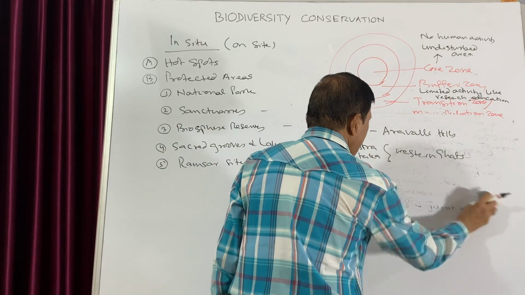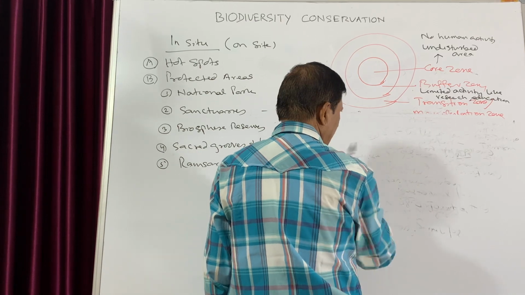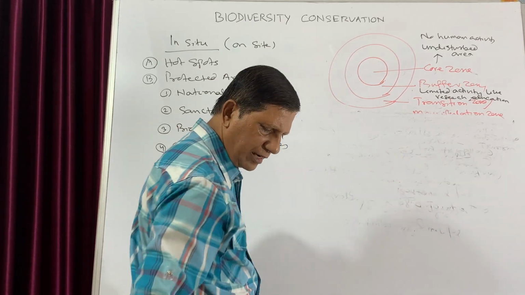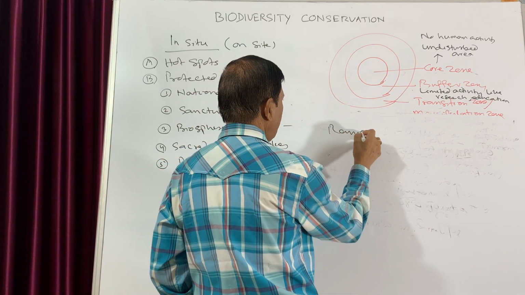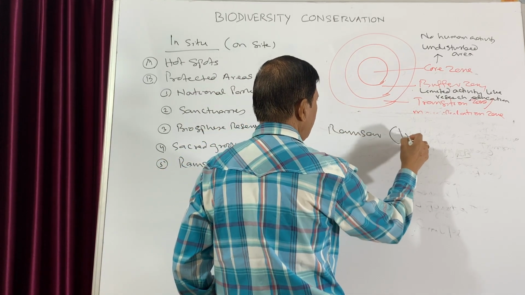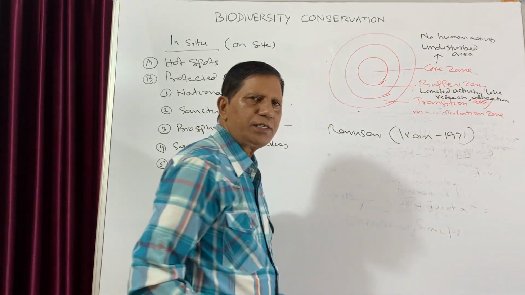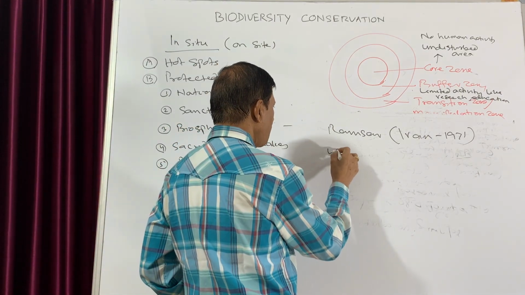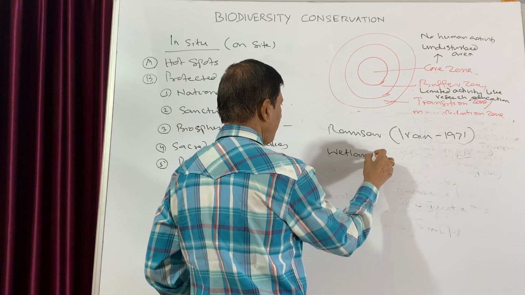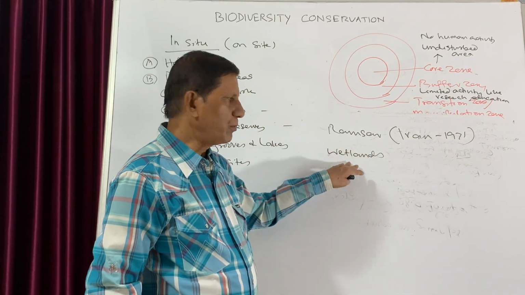Then come to the fifth one, that is Ramsar sites. Now Ramsar is the name of a place in Iran, and in 1971 there was a world convention there regarding the different types of wetlands. So how to conserve the wetlands?